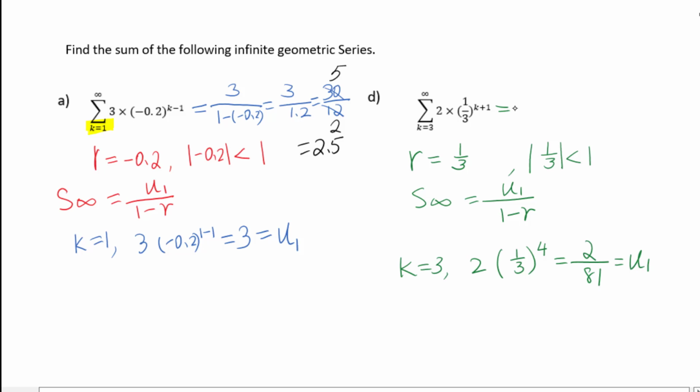This will be U sub 1. Then we plug in here. U sub 1 is 2 over 81, over 1 minus 1 over 3. Top and bottom, we multiply by 81. You will get 2 over 81 minus 27. That equals 2 over 54, reduce to 1 over 27.